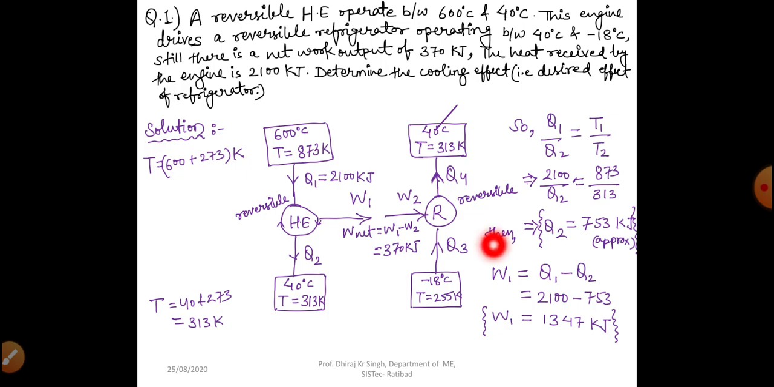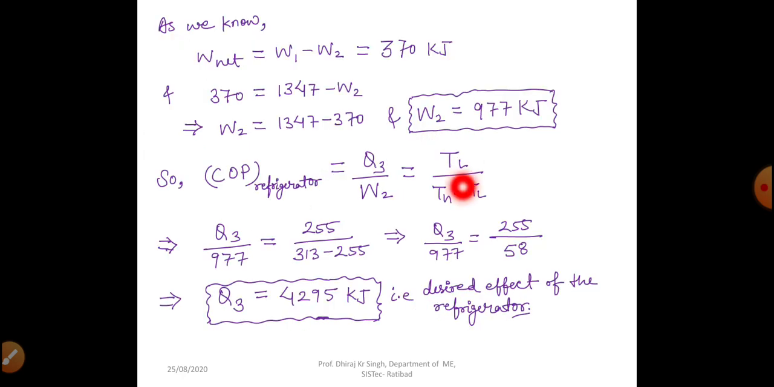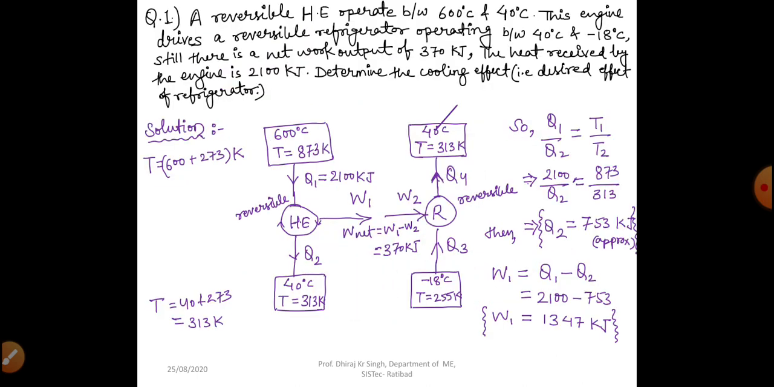T lower is 255 Kelvin and T higher is 313 Kelvin. So Q3 by W2 equals T lower divided by T higher minus T lower, and we have to find Q3 finally. Q3 divided by W2, which is 977 kilojoule, equals 255 divided by 313 minus 255. Finally, after solving the equation, we get Q3 equal to 4295 kilojoule, which is the desired effect of the refrigerator.